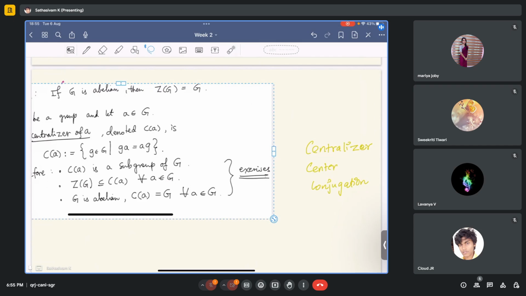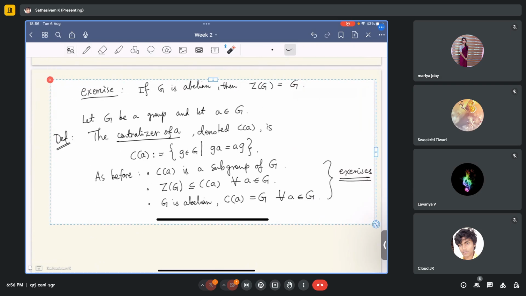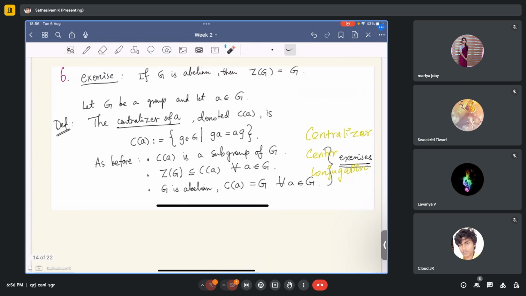Okay, now we will move on to the next topic, which is the centralizer, the center, and what conjugation is. These are the next topics that we are going to do. These are the exercises mentioned in the book.